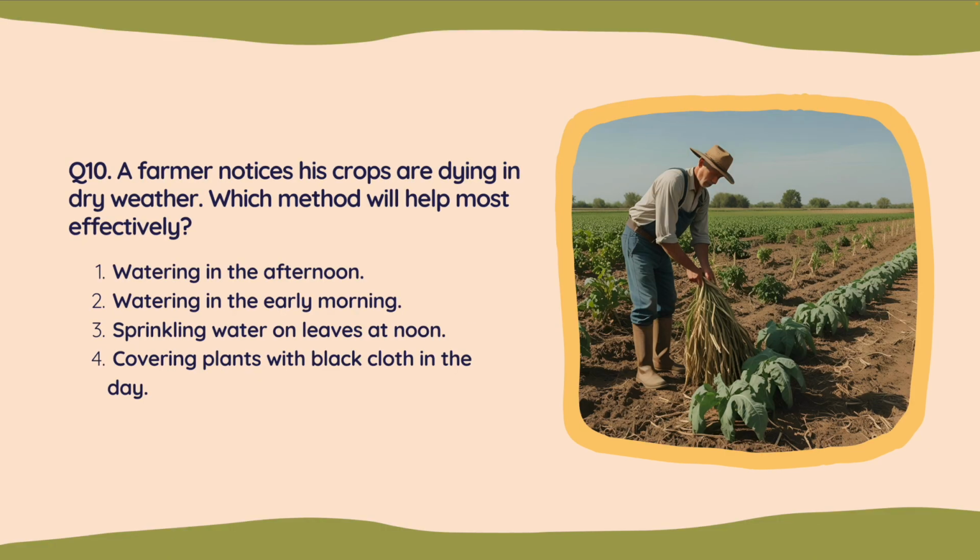Question 10. A farmer notices his crops are dying in dry weather. Which method will help most effectively? 1. Watering in the afternoon. 2. Watering in the early morning. 3. Sprinkling water on leaves at noon. 4. Covering plants with black cloth in the day.